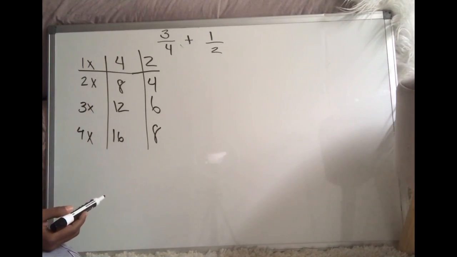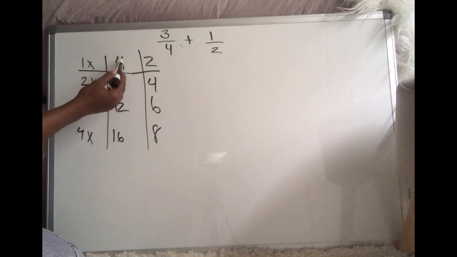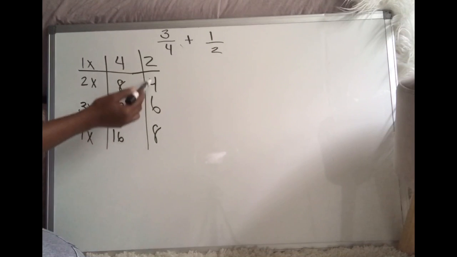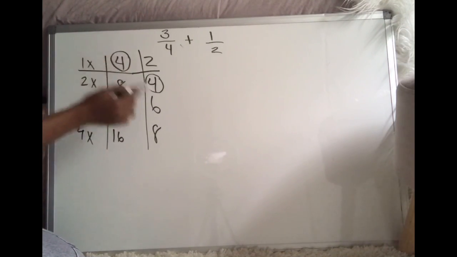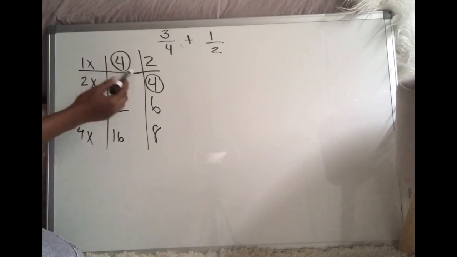So now I have to find the least common denominator, which is the smallest common denominator. On this one, I have a 4 and a 2, okay? Do I have a 4 on this side? I do have a 4 on this side, and I have a 4 on this side. Therefore, this is my least common denominator, so that is what I'm going to use.